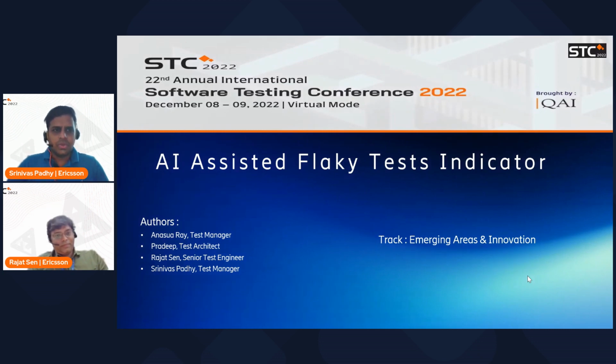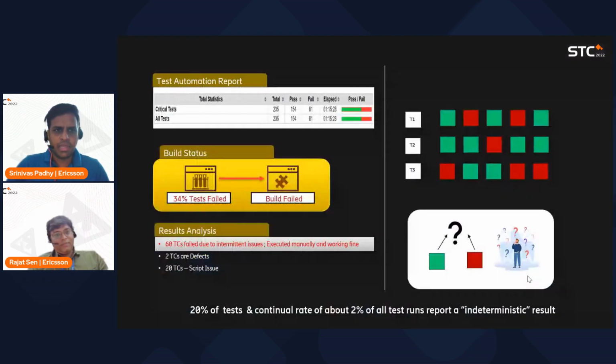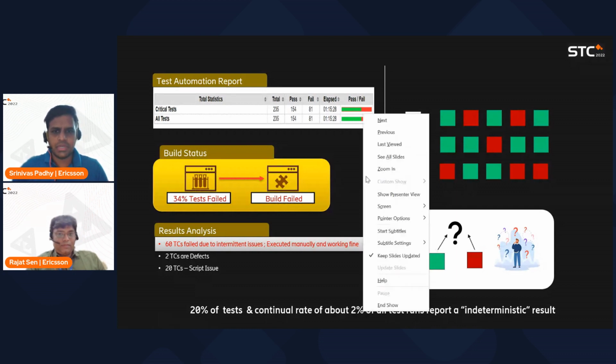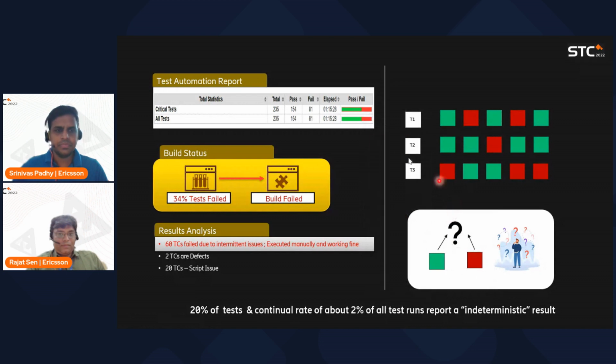Let us just understand, and maybe all of you would have seen a test automation report like this, that we ran 235 test cases. Out of those 235 test cases, 81 failed. And because of this, if you see just below that, let me take a pointer. Because of this 34% test failure, our build also failed.